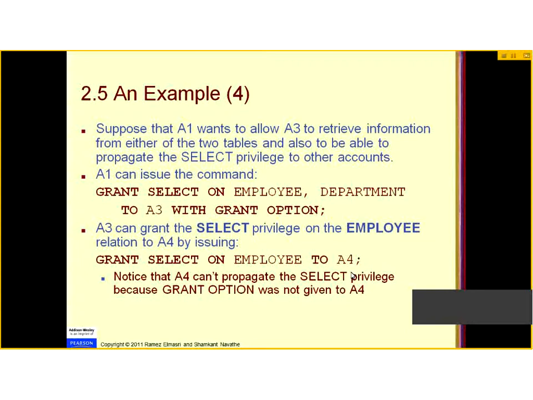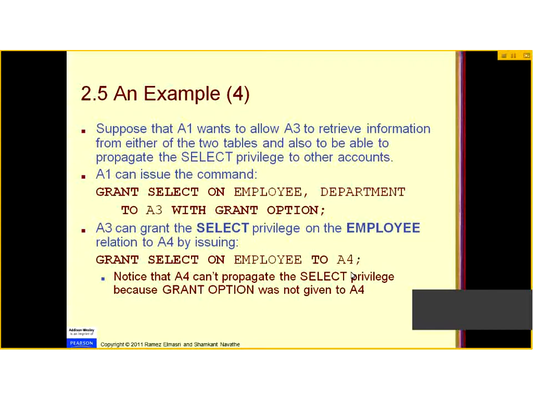Now suppose that A1 wants to allow A3 to retrieve information from either of the two tables and also to be able to propagate the select privilege to other accounts. So A1 can issue a command such as grant select on employee, department to A3 with grant option.